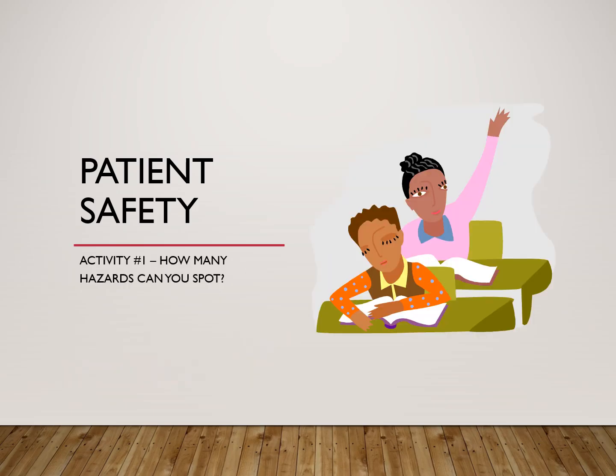Now it's time for an activity. Have students get into small groups. Have each group find as many hazards as they can. Come back together and explain why each is a hazard as a class. So hit the pause button. Take a look at the handout. How many safety hazards can you spot?